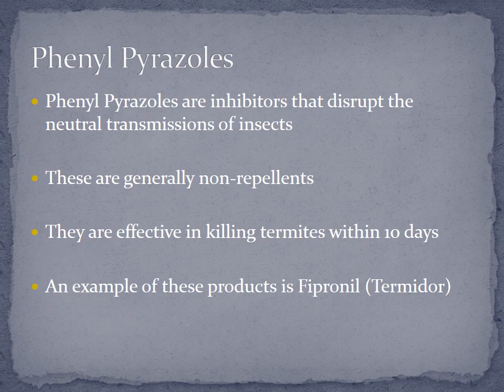The next group of insecticides are going to be phenylpyrazoles. Phenylpyrazoles are inhibitors that disrupt the neural transmissions of insects.